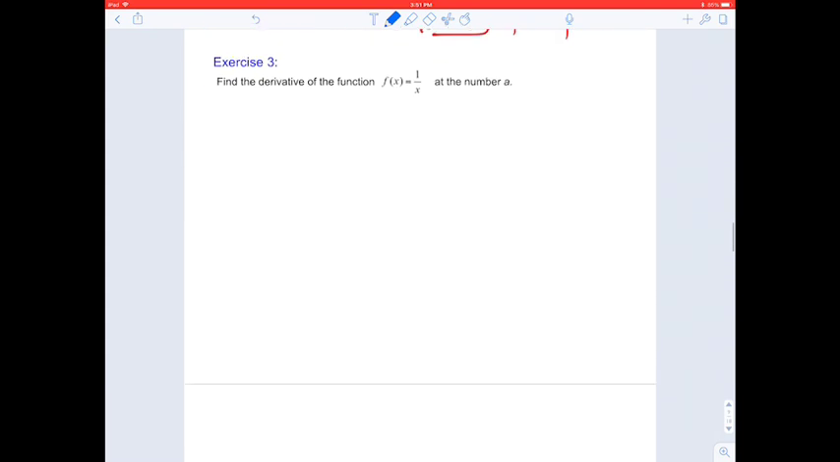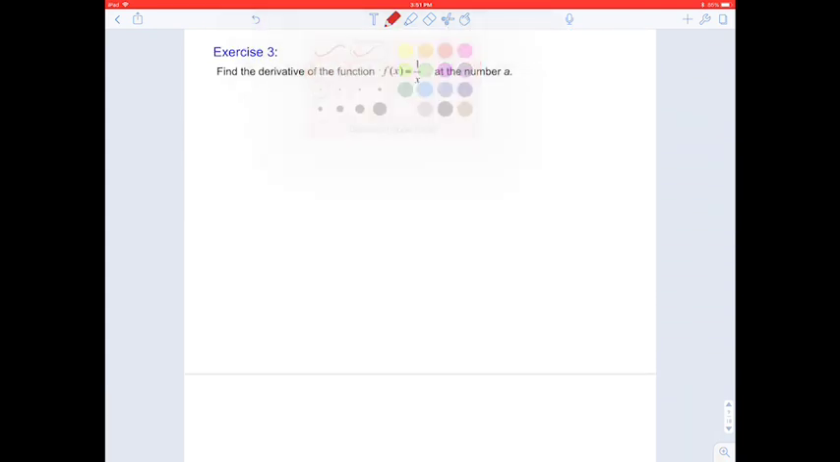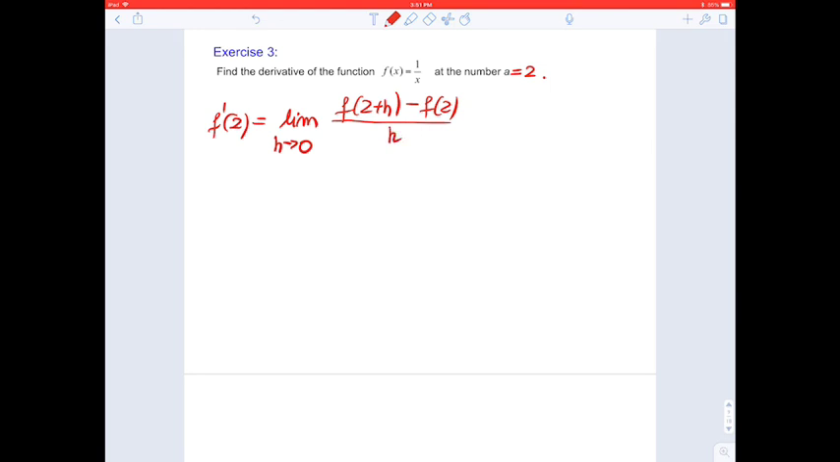Okay, one more like that, and then another type of question. Find the derivative of the function 1 over x, and maybe the same, let's say maybe at 2. Okay, that means a is 2. Actually, I can write a little bit nicer, at a equals 2. Okay, derivative of the function at 2 equals limit as h goes to 0, f of 2 plus h minus f of 2 over h. Let's evaluate for the given function.